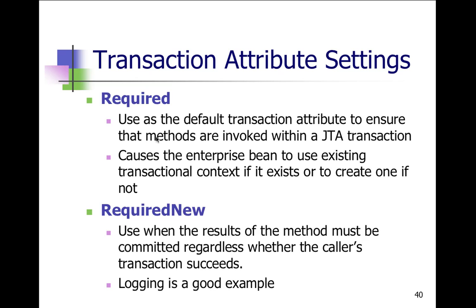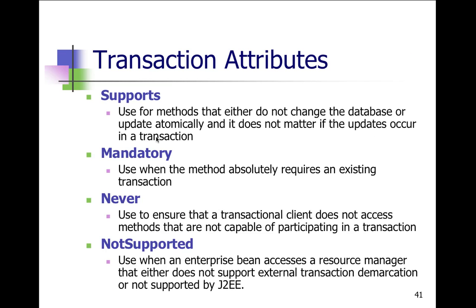Required new means the results of the method must be committed regardless of whether or not the caller's transaction succeeds. So the result, whether it's a failure or a success, is recorded. Logging is a good example: how many attempts something was made, how many failures, what kind of error messages occurred, would be a good example of a required new kind of functionality.